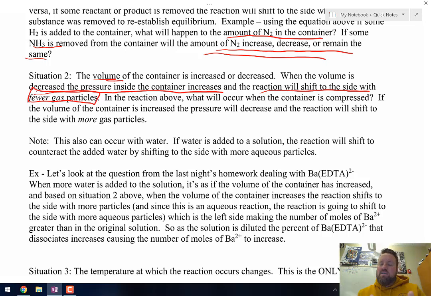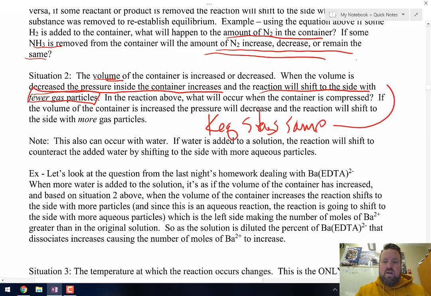But in a gaseous environment, it's going to shift to the side with fewer gas particles. Okay, and again, when that happens, the equilibrium constant does not change. So K_eq stays the same. And that applies here, and it also applies here.